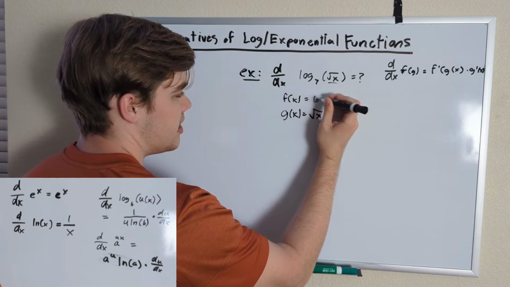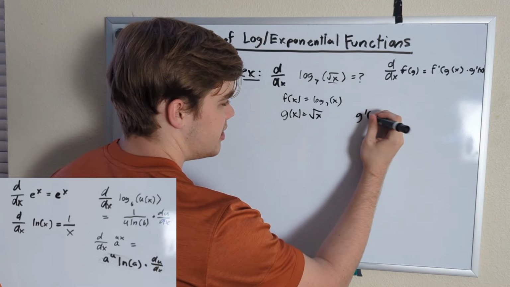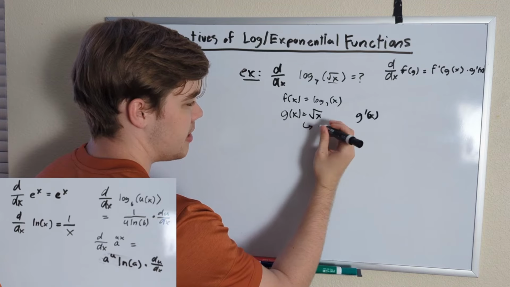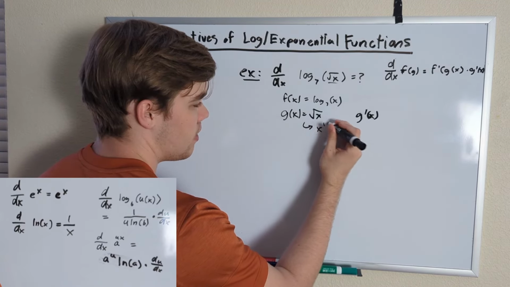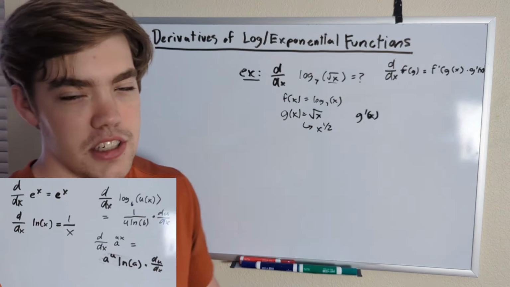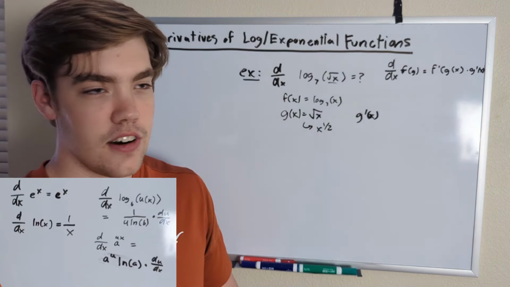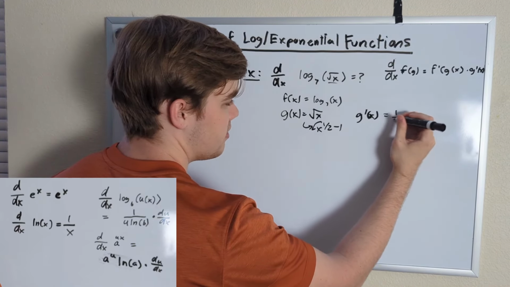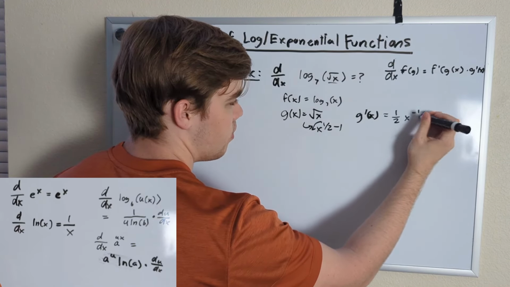Now, once again, we need to find the primes, or the derivatives, of both these functions in order to plug it into the chain rule over here. So let's do that. The derivative of g of x, aka g prime of x, is the derivative of the square root of x. And remember, the square root of x can be rewritten as x to the 1/2 power. And this makes it much easier to solve because we can just use the power rule on this. So here we need to take this 1/2 to the front and then subtract 1 from our power. So this turns into 1/2 x to the negative 1/2 power.